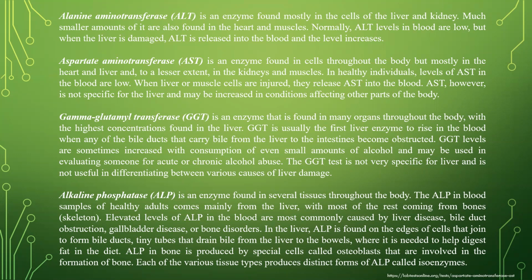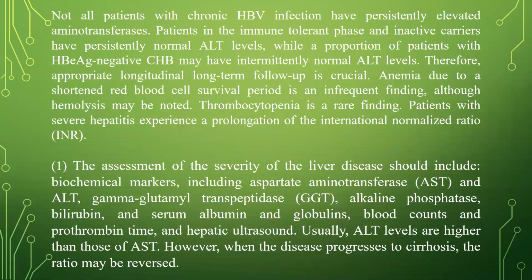ALP in the bone is produced by special cells called osteoblasts that are involved in the formation of the bone. Each of the various tissue types produces distinct forms of ALP called isoenzymes. So ALP is the marker of bone problems, and rather of gallbladder or bile obstruction problems than hepatitis, if it's not cryptogenic hepatitis, of course.